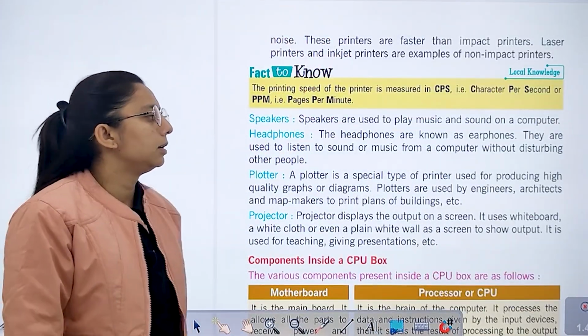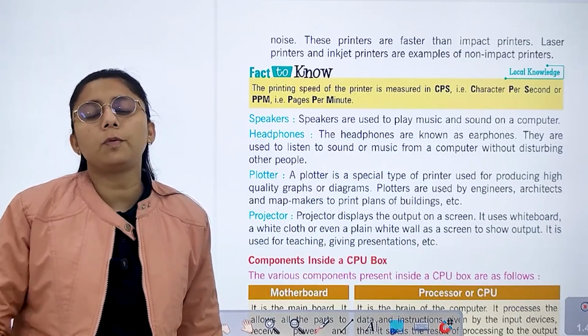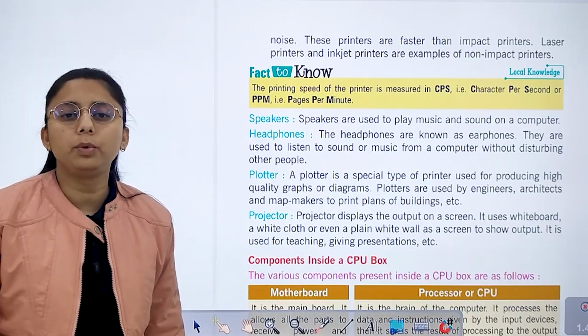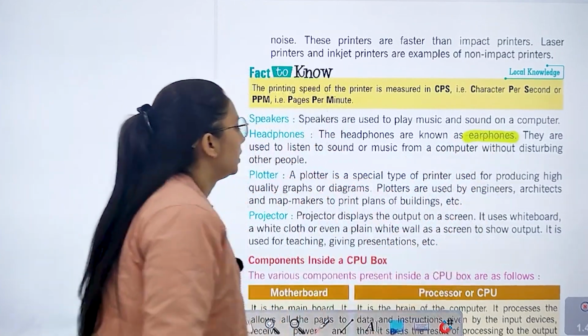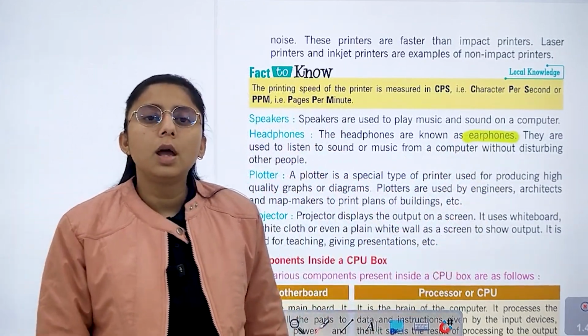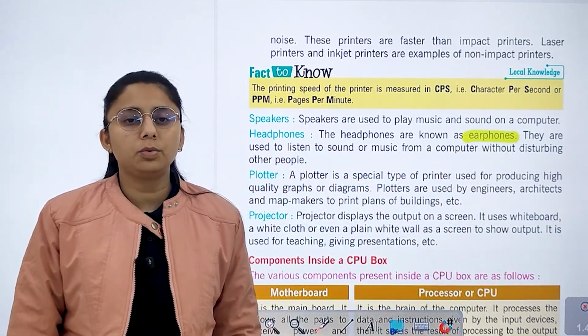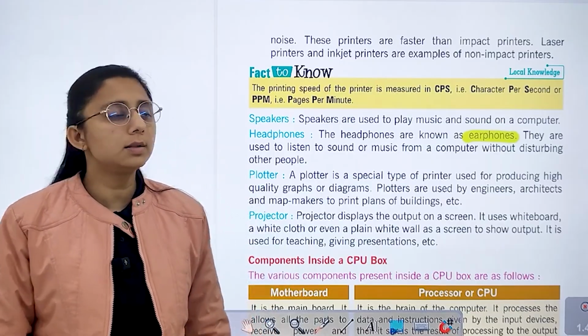Right? Then we have speaker. What they are used for? Playing music. What does it give us? Sound. Then we have headphones. They are also known as earphones. They are used to listen to sounds and music so that another person who is sitting near to us does not get disturbed.